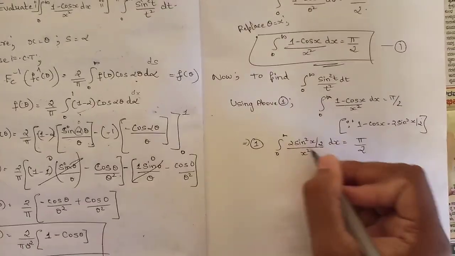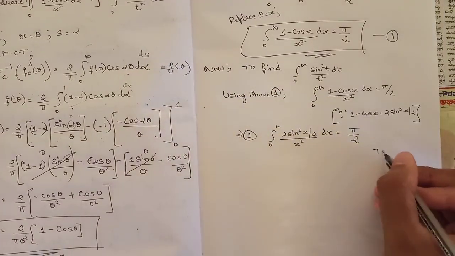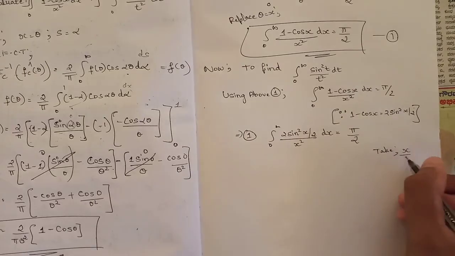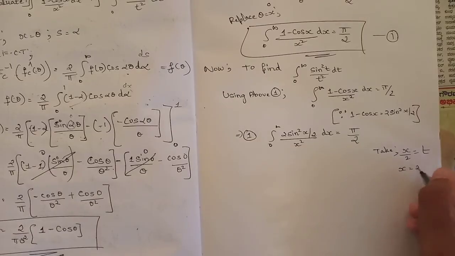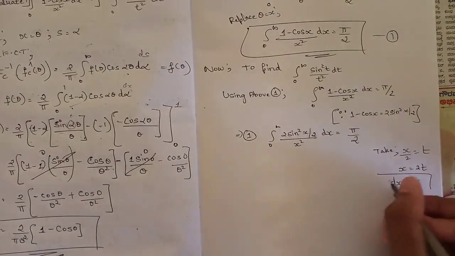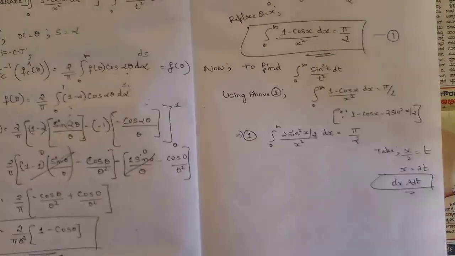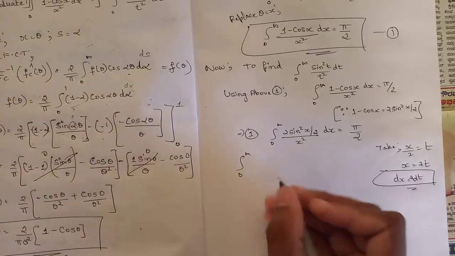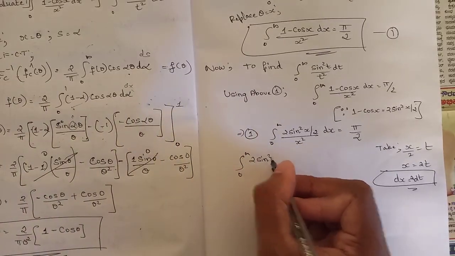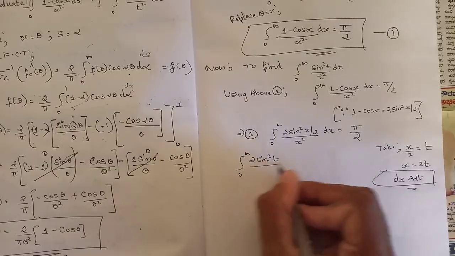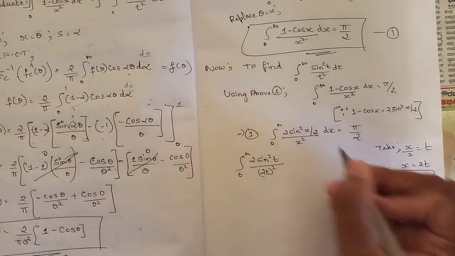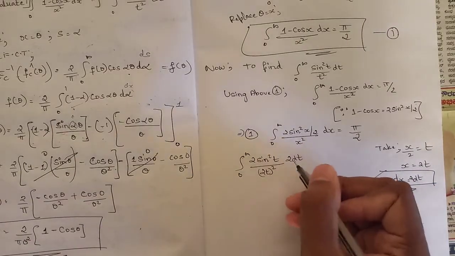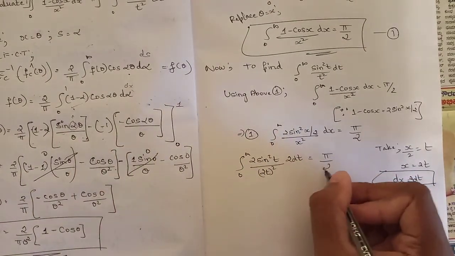So now again the same thing here, take x by 2 equal to t. Okay, so now bring this 2 to the other side, so x is equal to 2t. Differentiate on both sides, therefore dx is equal to 2 dt, right? So now replace these values in this equation. That is 0 to infinity, 2 sine square of x by 2, which is t, divided by x square. So the x value is 2t, so it is 2t the whole square, and dx is equal to 2 dt, right? That is equal to pi by 2.